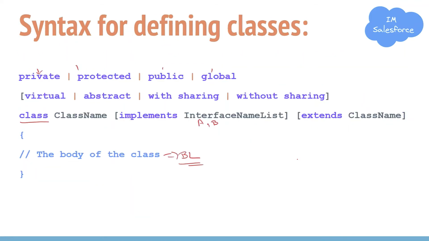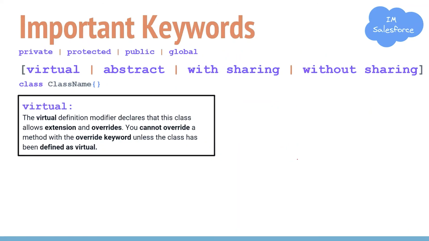That are optional definition modifiers. So we have virtual. The virtual definition modifier declares that this class allows extension and overrides. You cannot override a method with the override keyword unless the class has been defined as virtual.